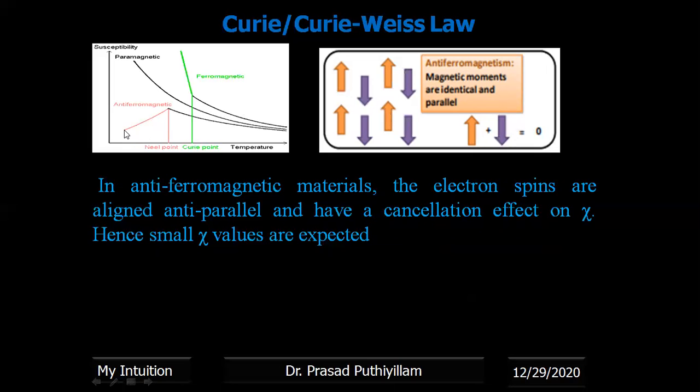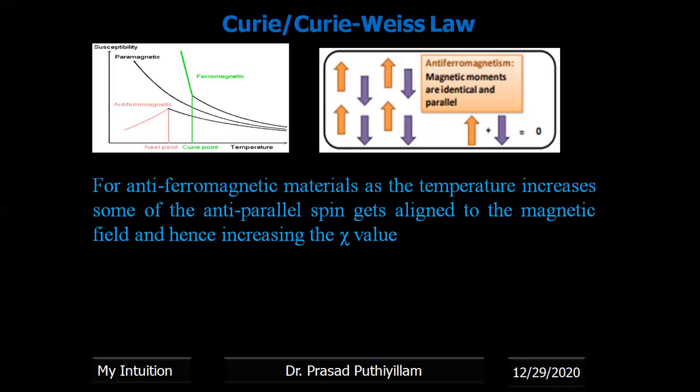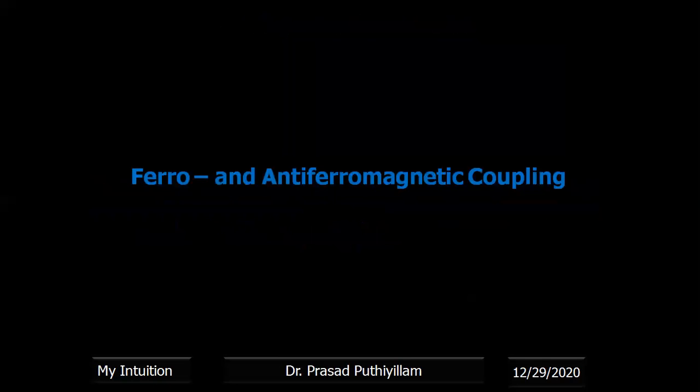Therefore, we can say that initially, for antiferromagnetic substances, the susceptibility value is very less. But as the temperature increases, some of the spins which are anti-parallel will be arranged or aligned parallel to each other, or they become parallel in the initial cases. Therefore, that may cause the increase in the susceptibility value for antiferromagnetic materials up to the Néel point.